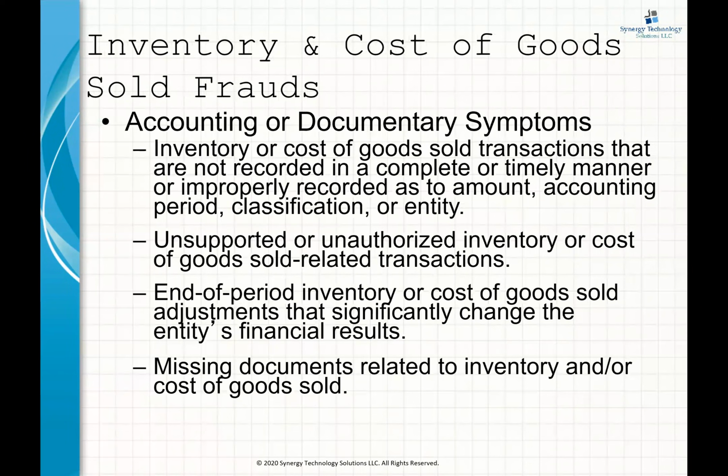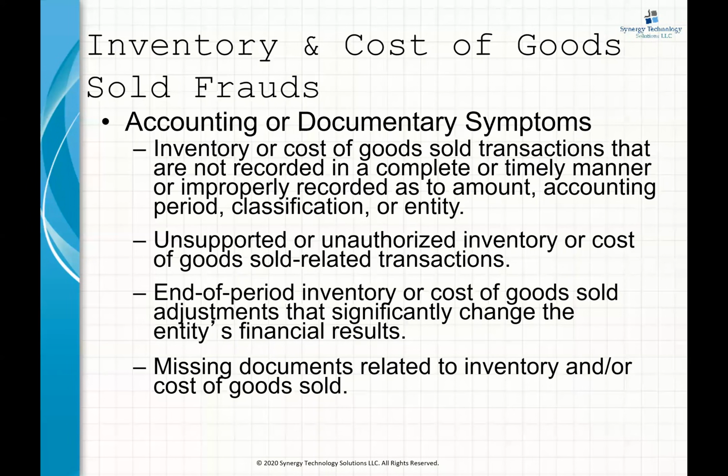Accounting or documentary symptoms. Now, the six symptoms we talked about apply to every line item in the financial statement. We talked about it with revenue. Now we're talking about the same thing with inventory. The accounting and documentary symptoms: inventory or cost of goods sold transactions that are not recorded in a complete or timely manner, improperly recorded as to amount, accounting period, classification, or entity. Unsupported or unauthorized inventory or cost of goods sold related transactions. End of period inventory or cost of goods sold adjustments that significantly change the entire financial result.